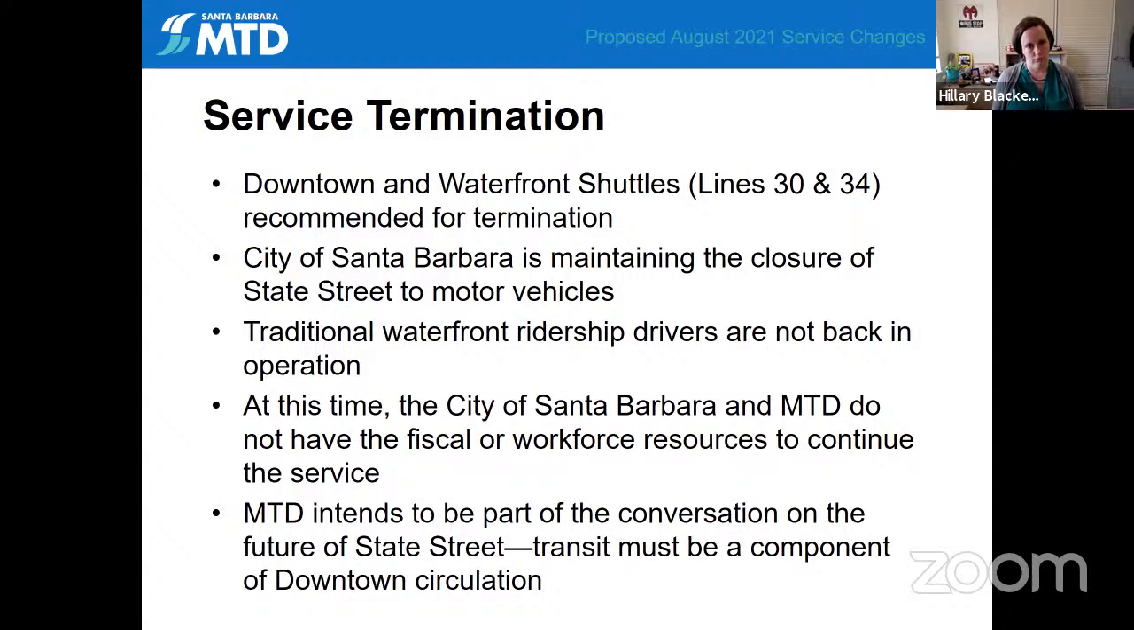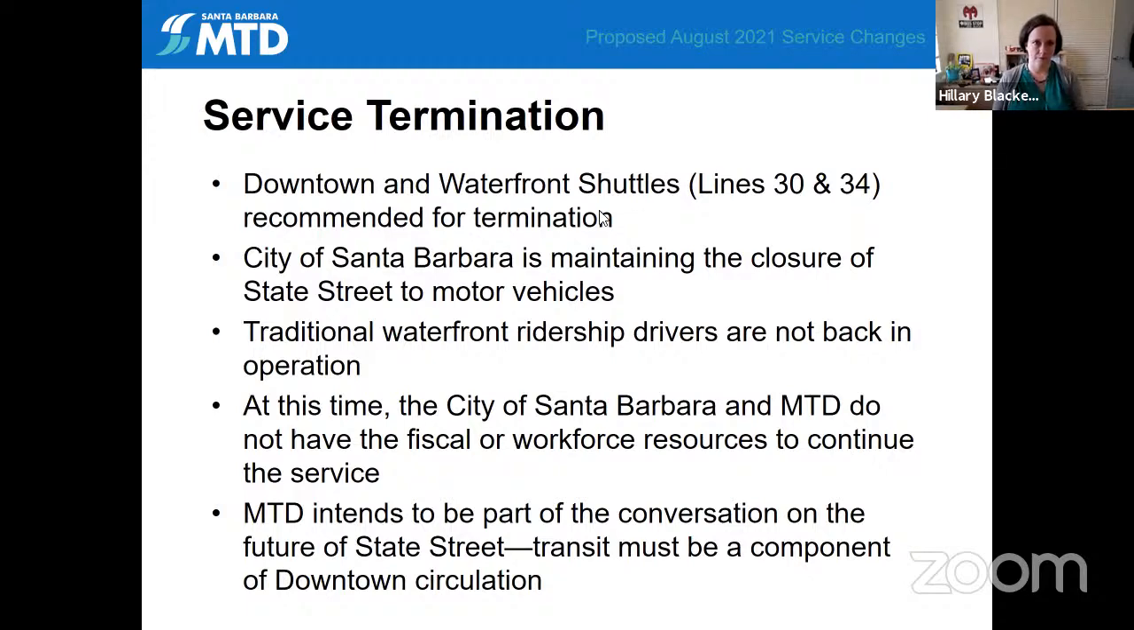We do know that there's a lot of exciting work and visioning starting up about the future of downtown and State Street. It is certainly something that we want and need to be a part of as a transit agency. You can't have a good downtown without transit. There has to be a component of downtown circulation that's not just walking and biking or driving a car and parking it. So we intend to be part of that conversation. But at this point, this is the recommendation, for lack of resources to make it happen.